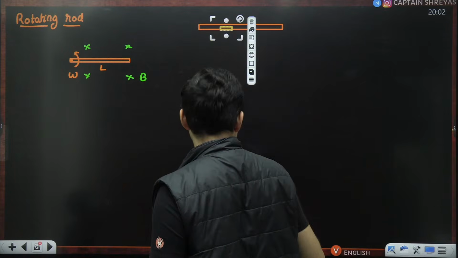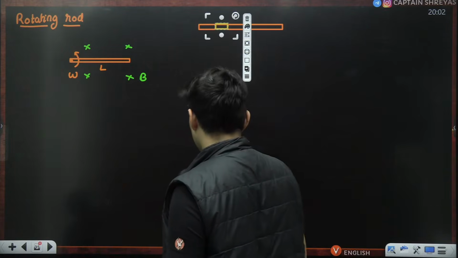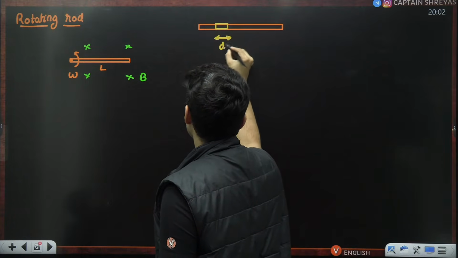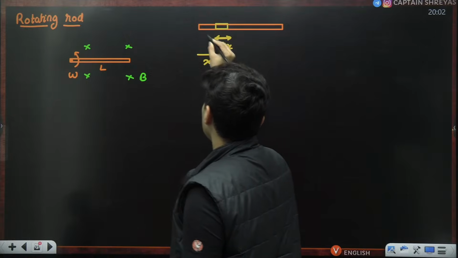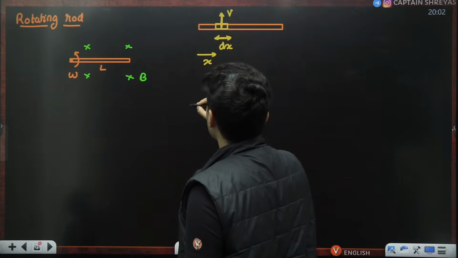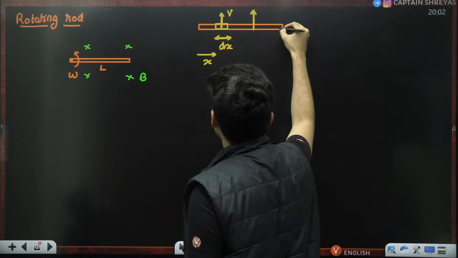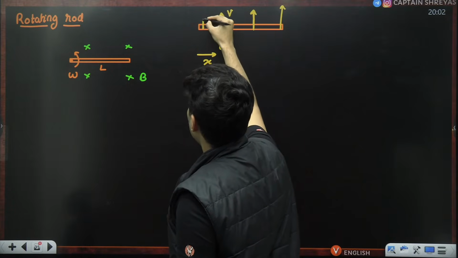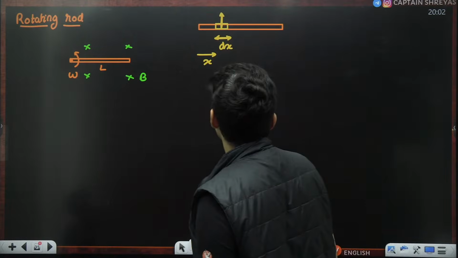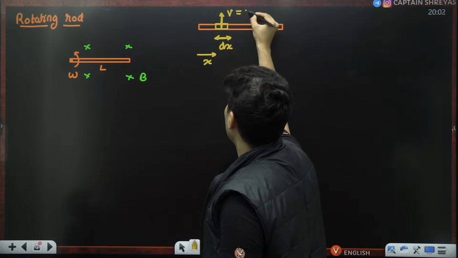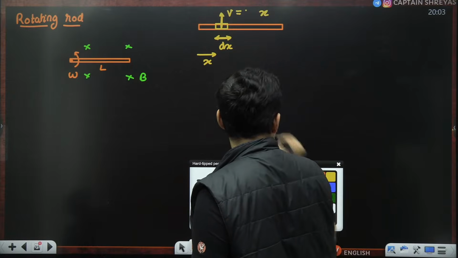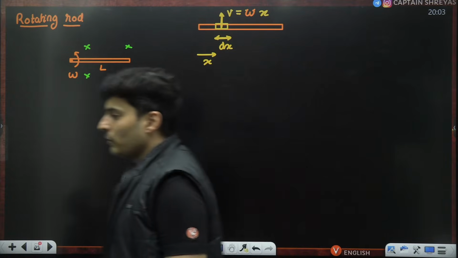You break the rod into small parts, and each part will have a small width, let's say dx, at some distance x over here, and each of these parts will have different velocities. A point here will have more velocity, a point here even more, a point here even less. The velocity by circular motion is just given by angular speed into x, omega into x. Is that right? Omega into x. That's all.